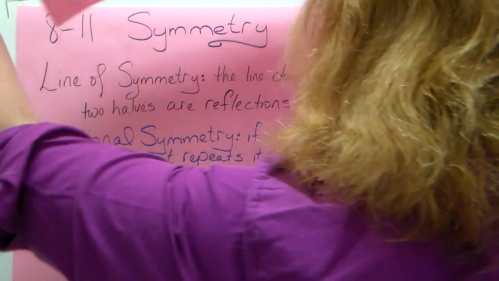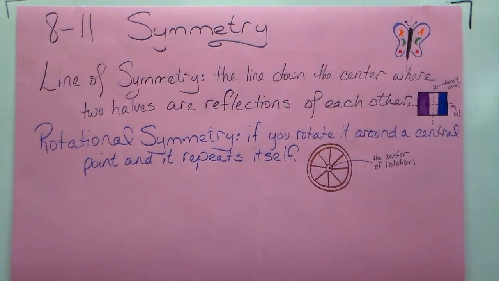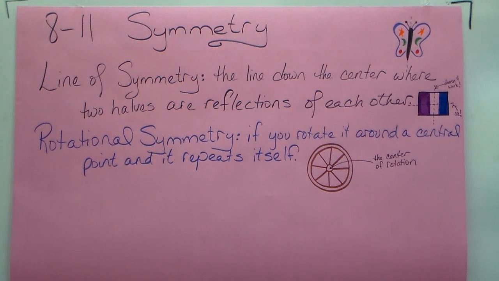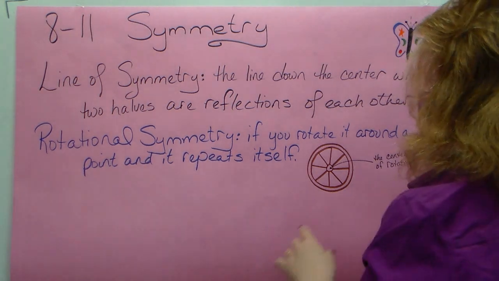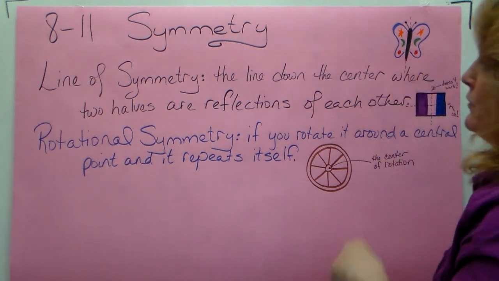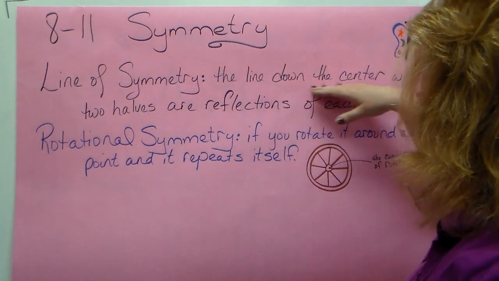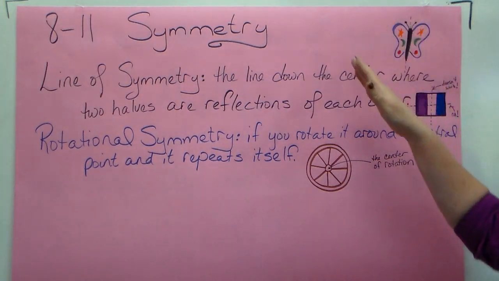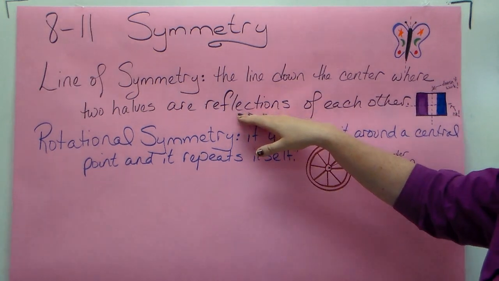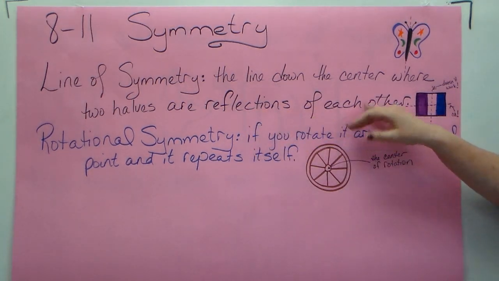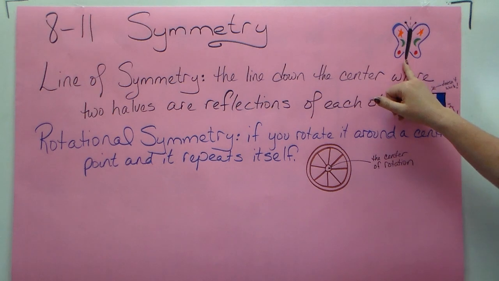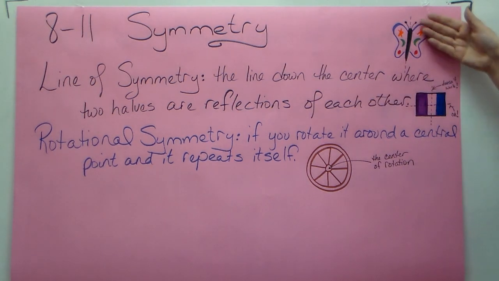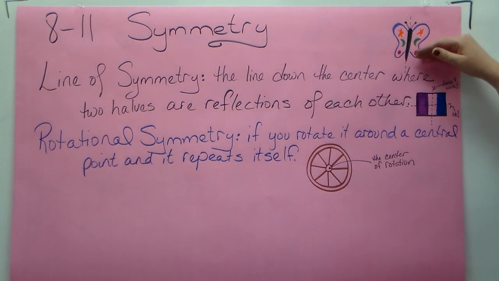Next, we're doing symmetry. 8-11 is symmetry. And it's almost just like being in kindergarten. In fact, look, I drew you a butterfly. A line of symmetry is the line down the center where the two halves of the shape are reflections of each other. So you can see how this line works, but I can't draw this line because that's not a reflection up and down.